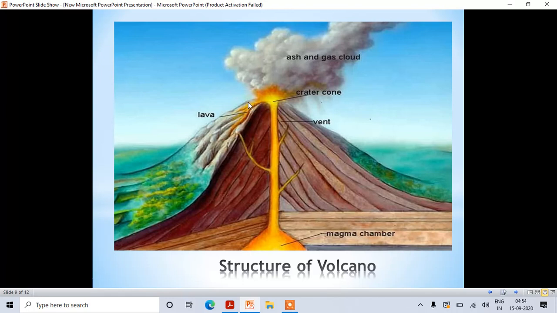This is the liquid part which comes out from the volcano, and at the bottom we have the magma chamber. Over there magma will be present, and through this opening the magma, ash and gases will come out on the surface of the earth. So this is the structure of the volcano.